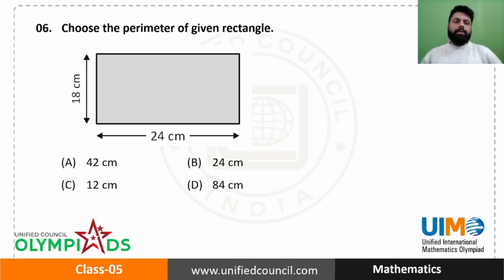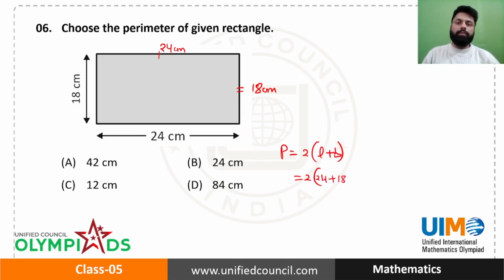Choose the perimeter of the given rectangle. We know that the opposite sides are equal. So this is 24 and this is 18 centimeter. Now the perimeter is twice of length plus width. That is twice of 24 plus 18. Twice of 42, that is equal to 84 centimeter. D option is the correct answer.